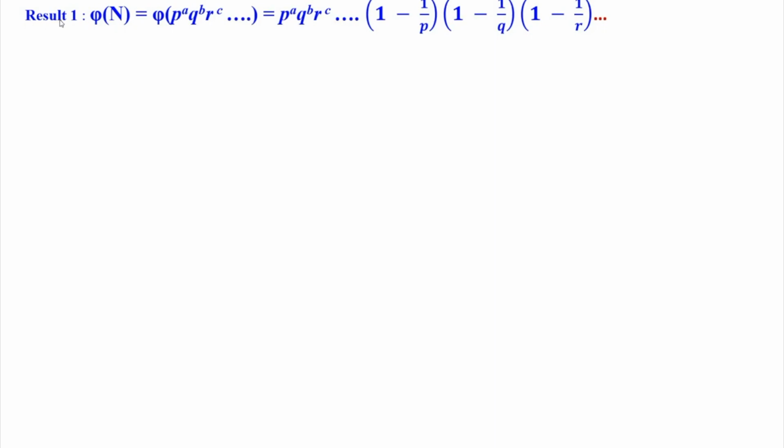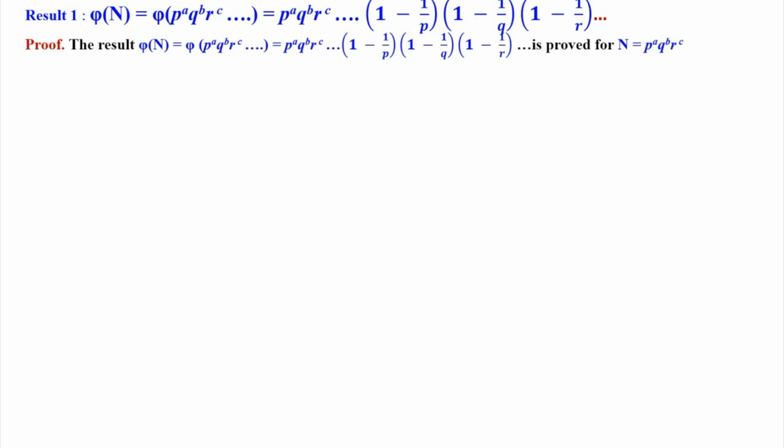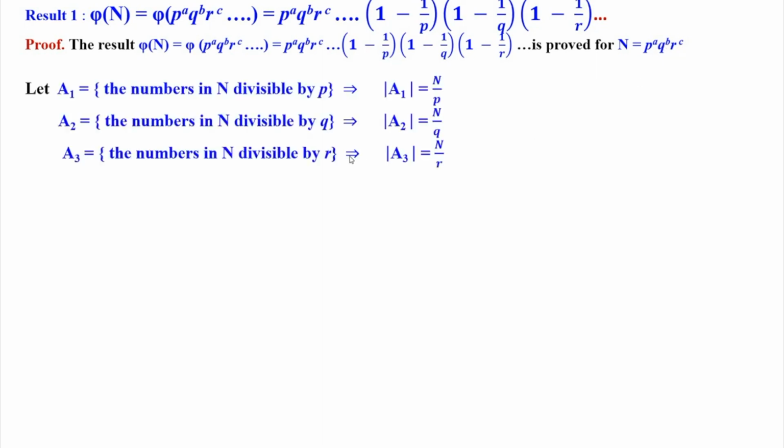Suppose we have phi of n. Phi of n is considered, and that is given by this formula: n equals p power a, q power b, r power c, and so on, and phi of n is n into 1 minus 1 by p, into 1 minus 1 by q, into 1 minus 1 by r, and so on. Now we establish the result when n is p power a, q power b, r power c, and that can be extended. So this result is proved for n equals p power a, q power b, r power c.